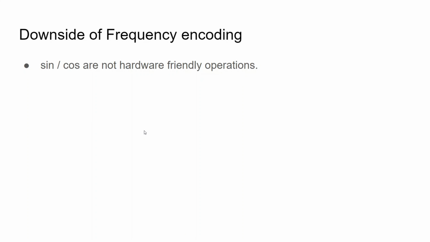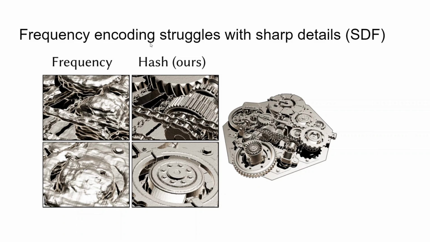But there are some downsides of frequency encoding. Firstly, sines and cosines are not hardware-friendly operations, meaning that compared to operations like matrix multiplication, addition, or looking up values in a lookup table, sines and cosines take much more cycle count than those hardware-efficient operations. And also, the author noticed that it's not able to reflect sharp details in some cases. For example, here, frequency encoding struggles with sharp details. The author tries to learn a signed distance function to represent this gear. But you can see the results for frequency encoding here. It's pretty poor and nothing like the original gear.